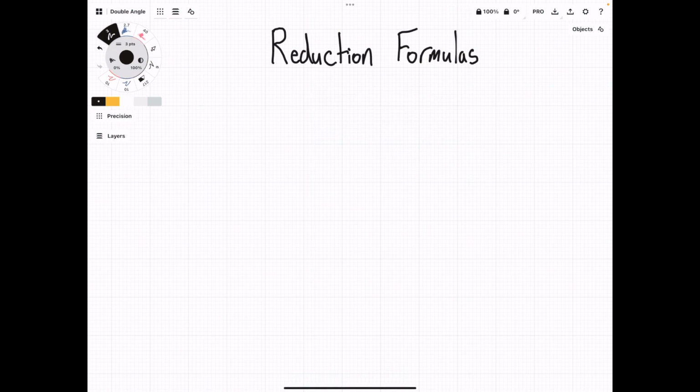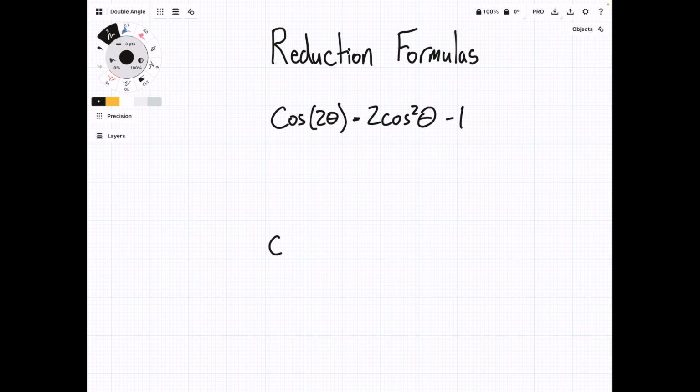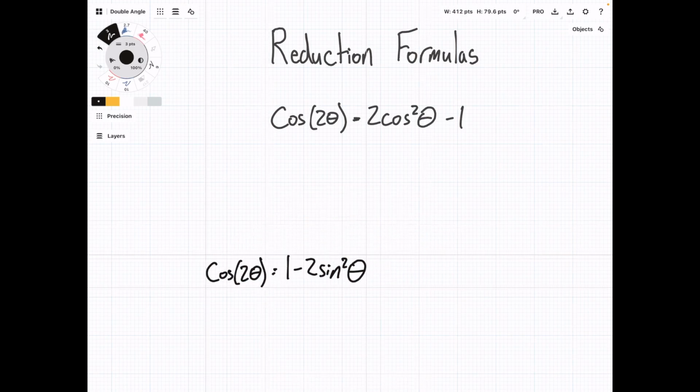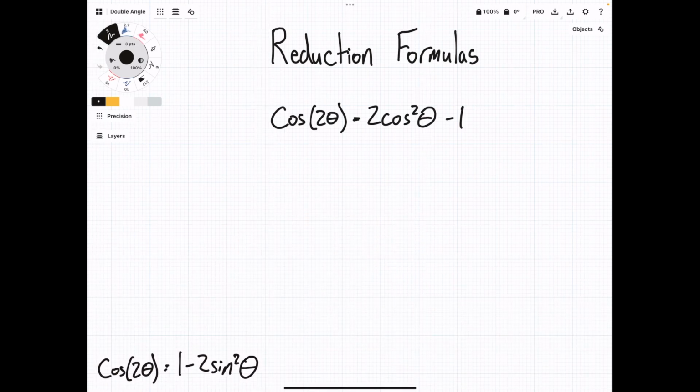We're going to start off with the double angle formula for cosine. If you saw my previous video, you'll know that there are actually three of these double angle formulas for cosine. The ones we're going to use are these two. Cosine of 2 theta equals 2 cosine squared theta minus 1, and cosine of 2 theta equals 1 minus 2 sine squared theta. I'm going to move this one out of the way right now, and we're just going to work with the first one. In both of these equations, we can see that we have some form of the higher power. So we have, in this case, cosine squared theta, and we want to solve for that.